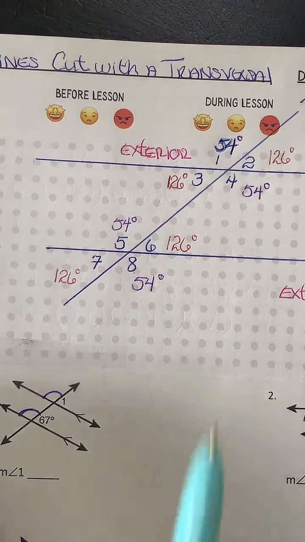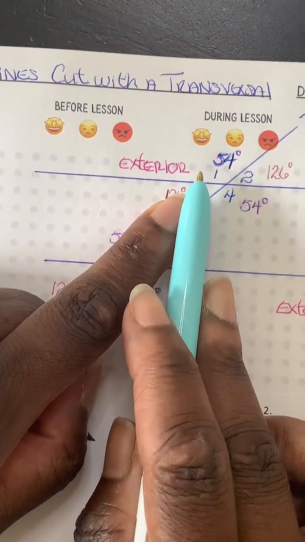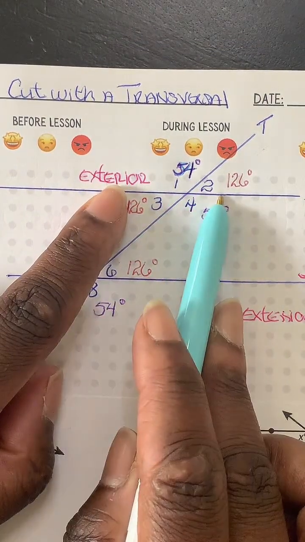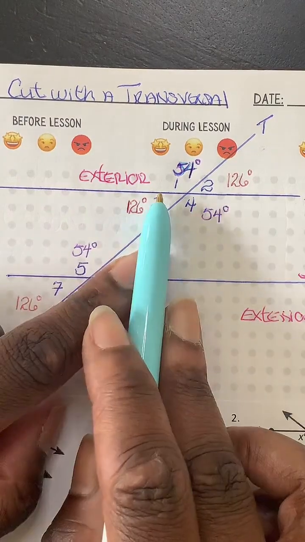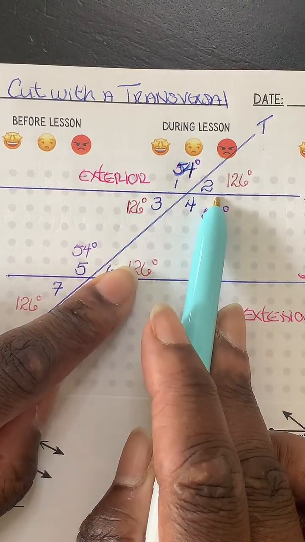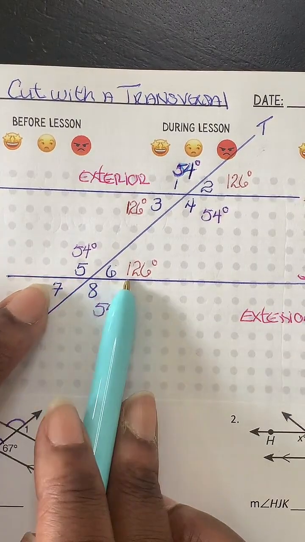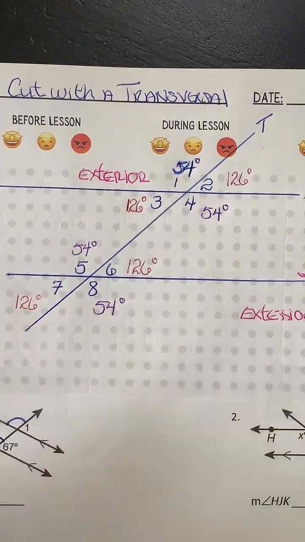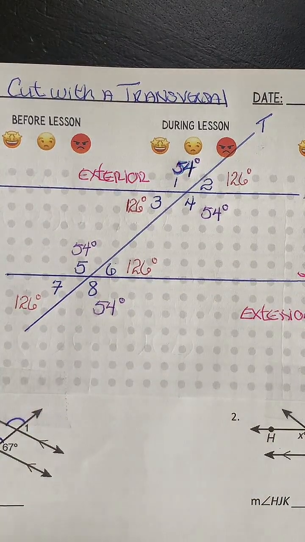Okay. So we have what's called a linear pair. Linear pairs are two angles that add together to equal 180 degrees, aka they are supplementary. All right. Same thing with 5 and 6, same thing with 7 and 5, 8 and 6. We get the idea.